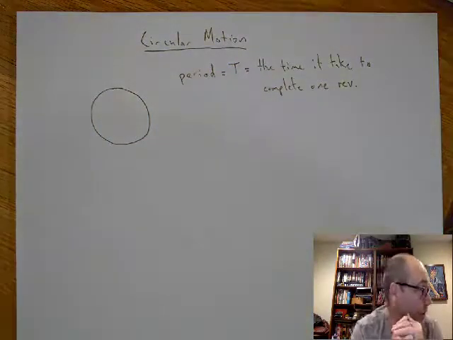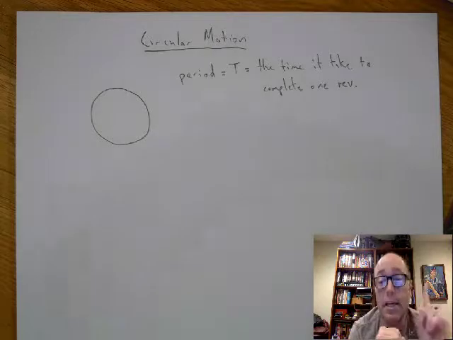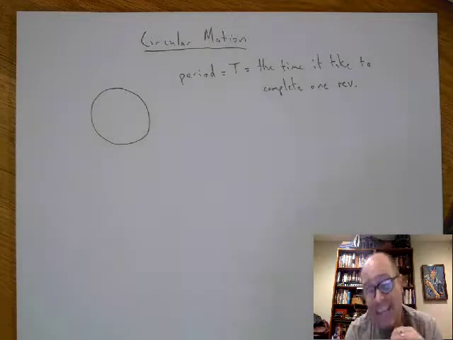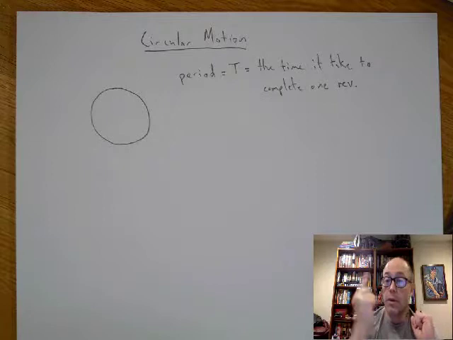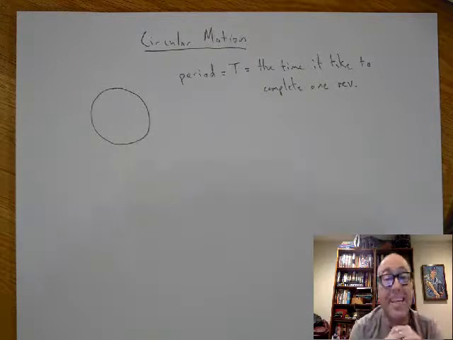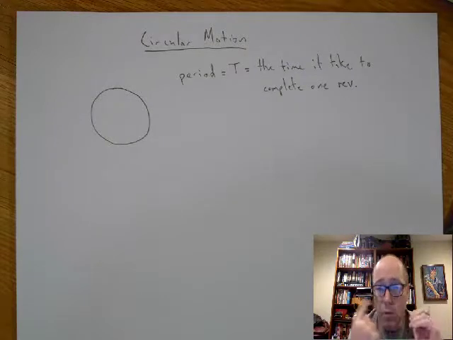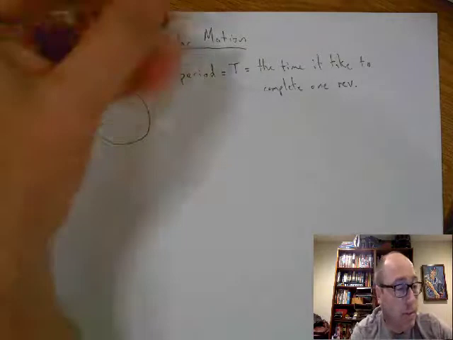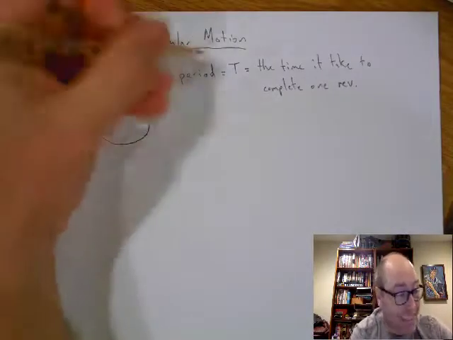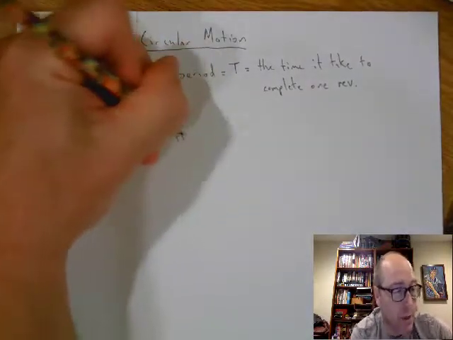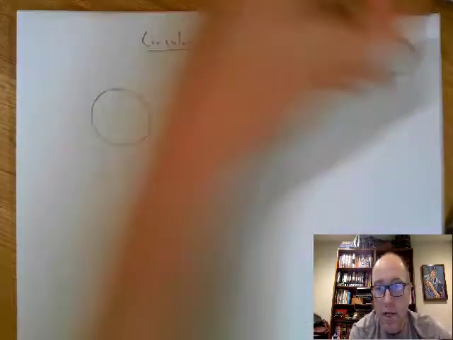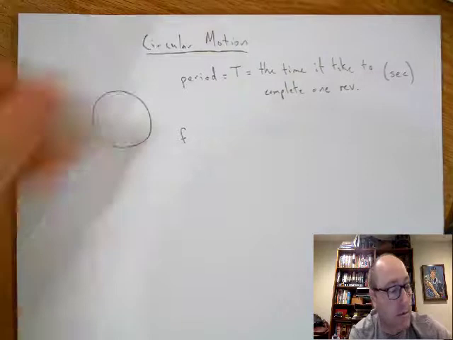For example, the period of the Earth going around the sun is 1 year or 365 days. The period of the Earth going around its axis is 24 hours, or 1 day. So period is how long it takes to go around one time. I should mention, because we are talking about time, most of the time our units are going to be seconds.